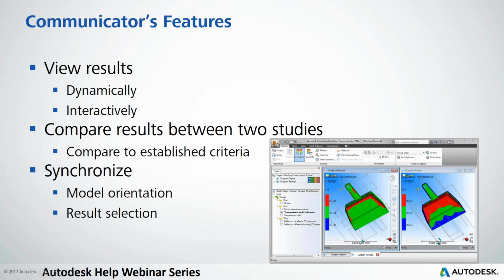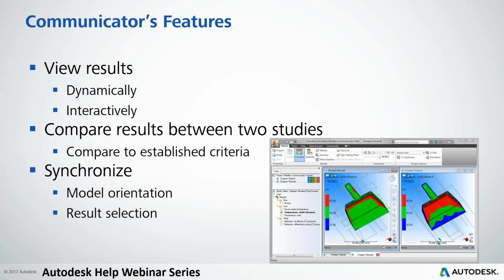Some of the features: we can view results dynamically and interactively. The beauty of Communicator is that for people that don't have Synergy and access to the analysis, you're able to send your results to the end customer or colleagues so they can then see what analysis was done, rotate the model, look at it in more depth.